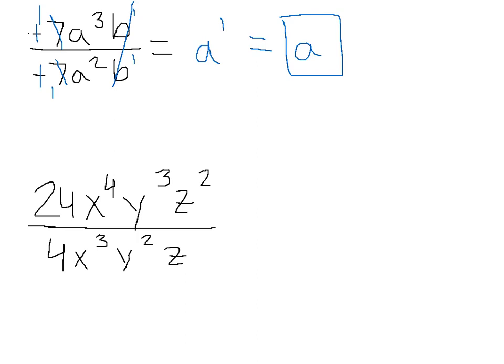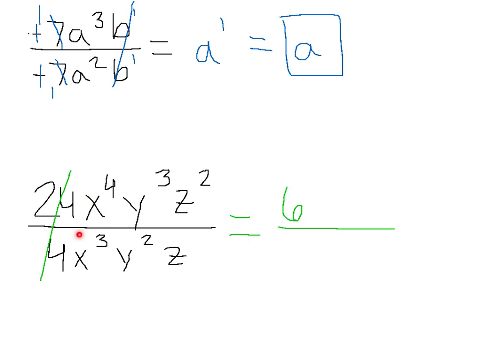As far as the next one goes, this one's a little bit more tricky. So I like to start off with a fraction bar. And then whenever I subtract my exponents and whenever I divide, everything goes on top. So for instance, the first one, 24 divided by 4 is 6. That's automatically going to go on top. And if you want, you can cross out the numbers as you go to help you out.